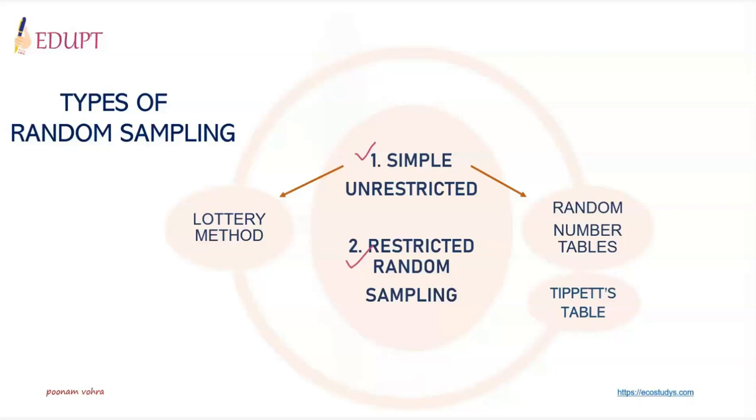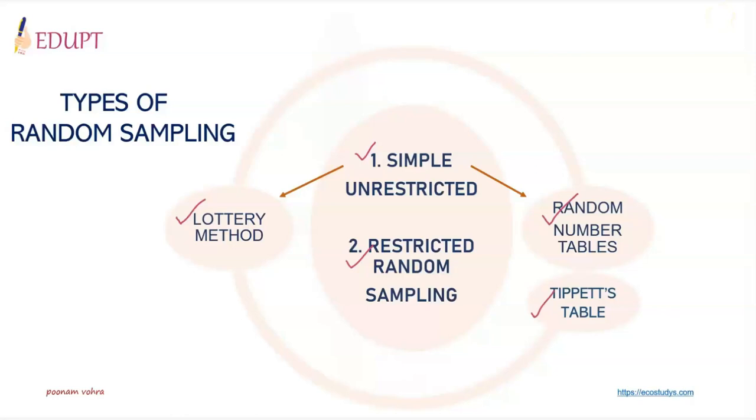There are two main ways of having simple unrestricted random sampling. One is the lottery method and two is making use of random number tables. A popularly used one is Tippett's table. So let's discuss the lottery method.